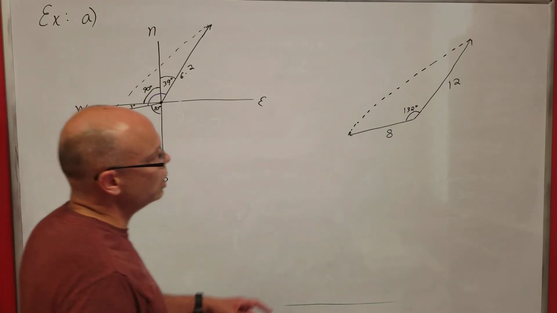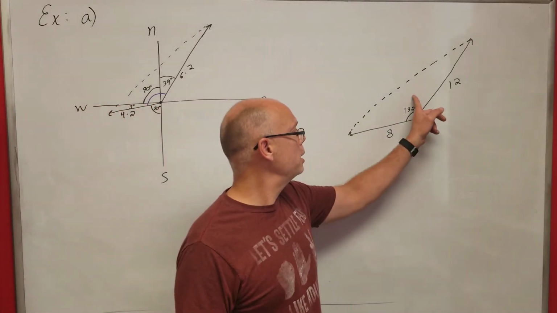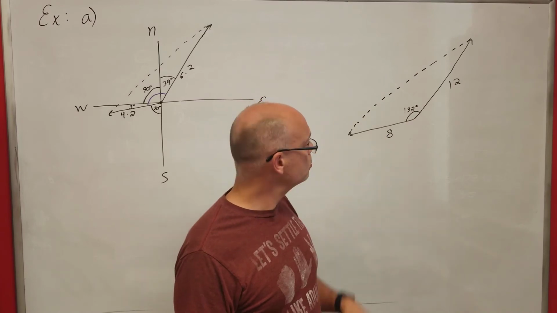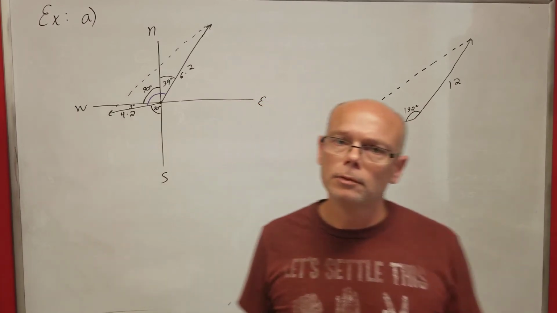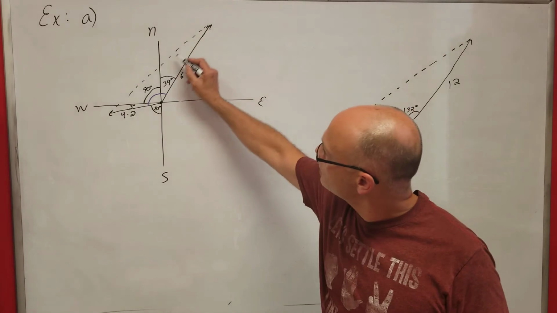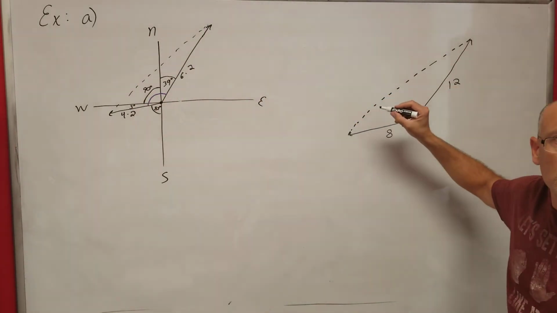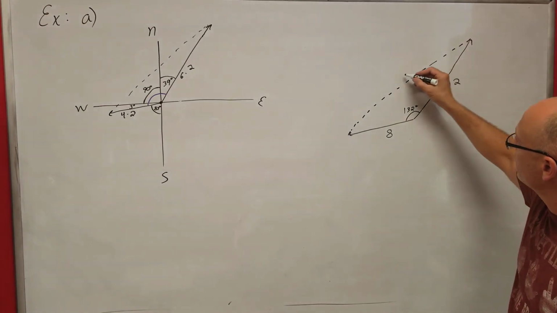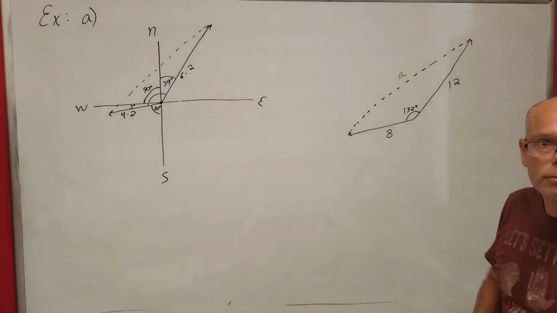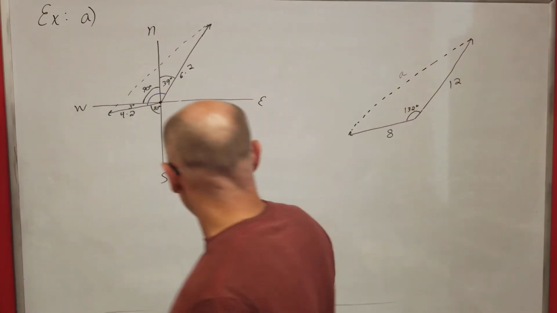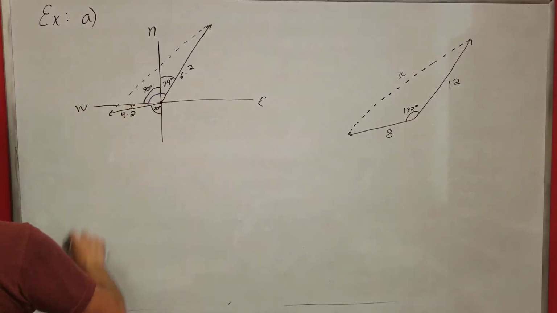So if I look at this triangle here, what do I have? Side, angle, side, right? Law of cosines. Now what do they want me to find? They want me to find this distance right here, the distance in this dashed line. I can call it whatever I want to call it. I don't know, maybe I'll call it A.